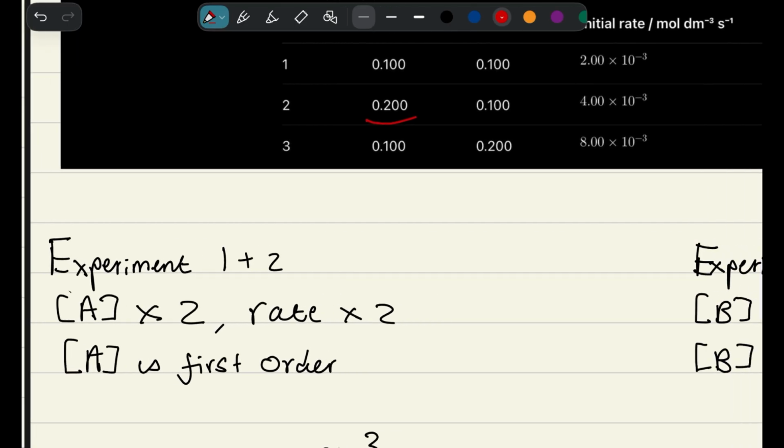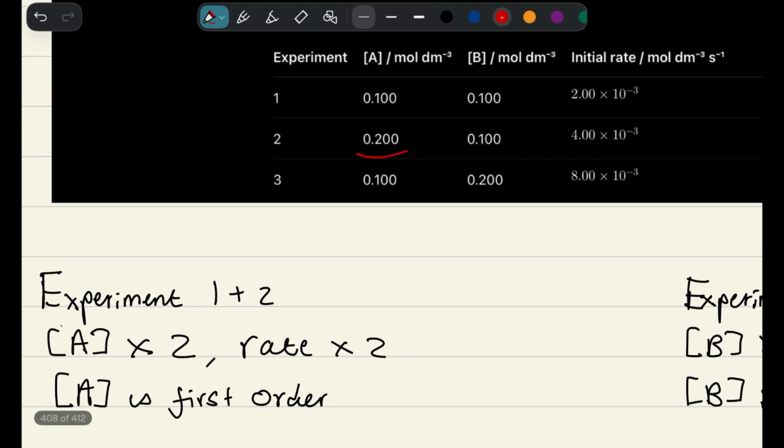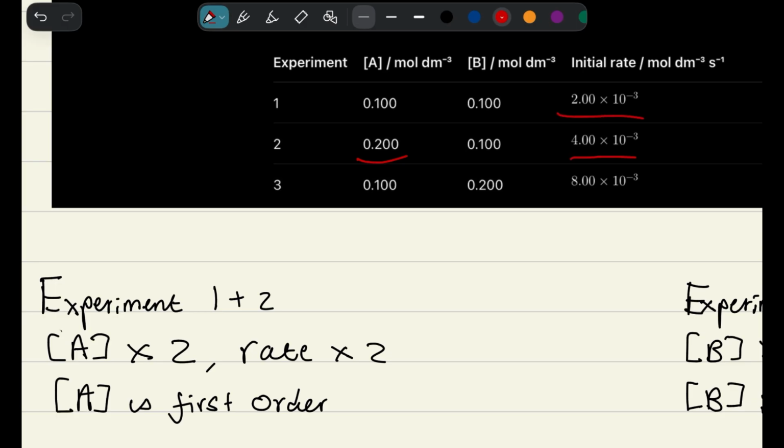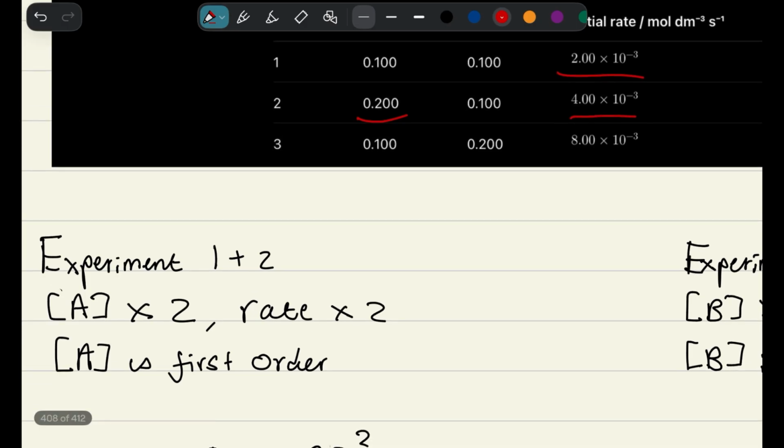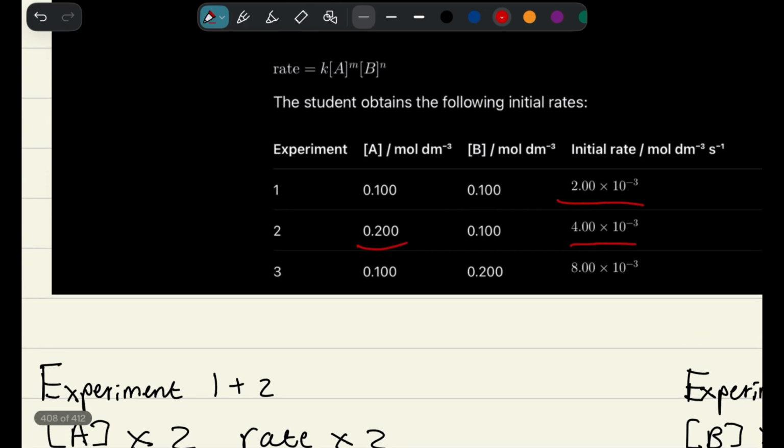So we're going to use that. Let's go here. So we can say the concentration of A doubles. And you can see here the rate has also doubled. And because of that, concentration doubles, rate doubles, we're saying that A is first order. We're happy with that. Now let's look at 1 and 3. So again, be very careful, be very cautious that A hasn't changed as well.